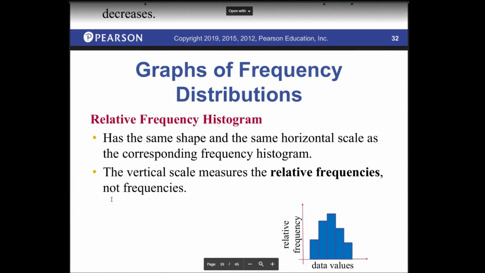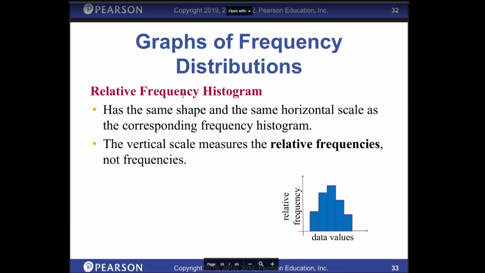And then for the graphs of frequency distributions, a relative frequency histogram has the same shape and the same horizontal scale as the corresponding frequency histogram. The vertical scale measures the relative frequencies, not the frequencies.